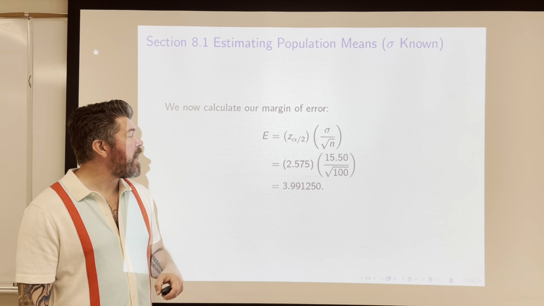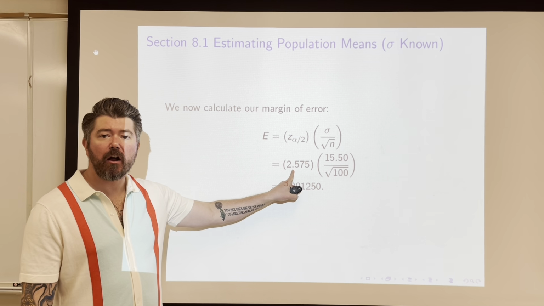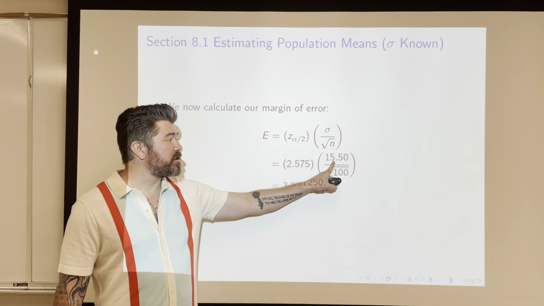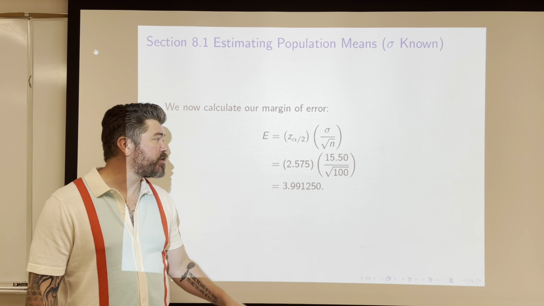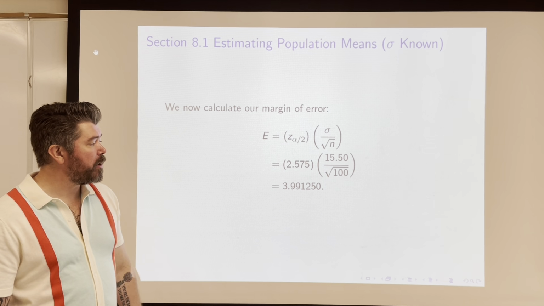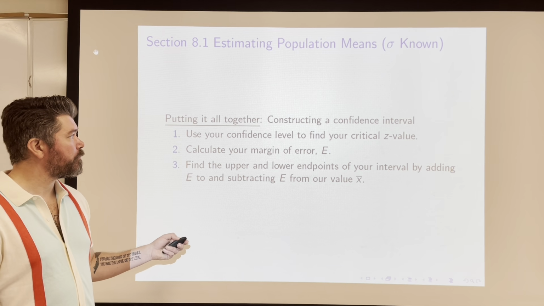Okay, so with that, we now calculate our margin of error. So we just said that our critical value was 2.575. Remember that our sigma was 15.50 and our n was 100. Multiplying these values together, we get 3.991250.